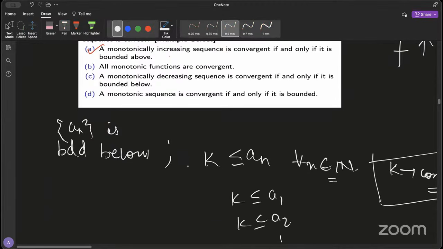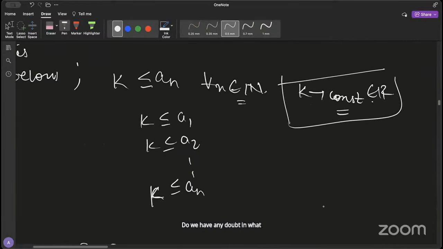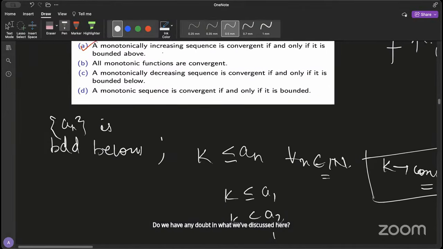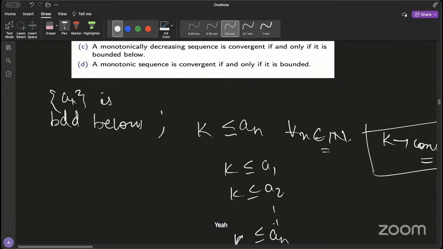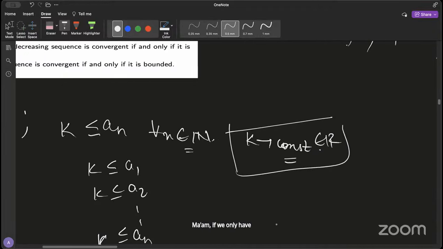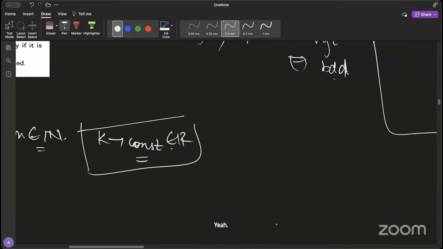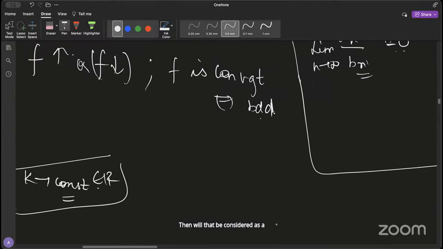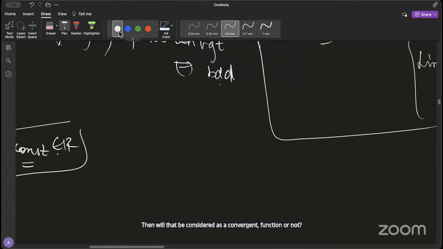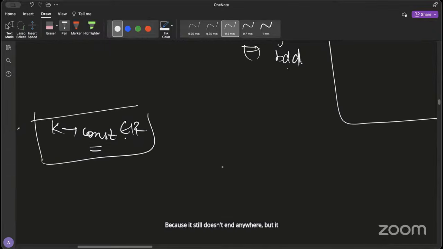Do we have any doubt in what we've discussed here? I have a doubt. If we only have a lower bound, then will that be considered as a convergent function or not? Because it still doesn't end anywhere, but it has a starting point.